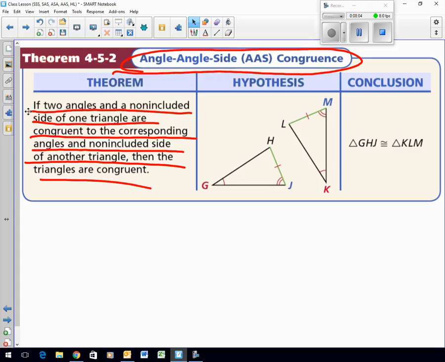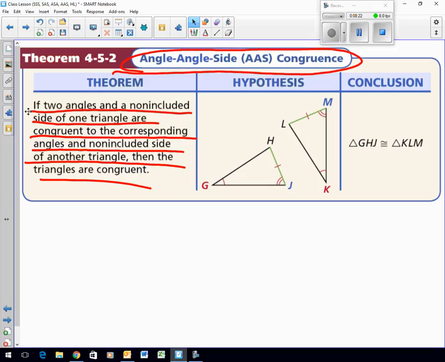Side, side, side, side, angle, side, angle, side, angle, angle, angle, side. Okay. Yes, they have to match up. Yes, it has to be in order.